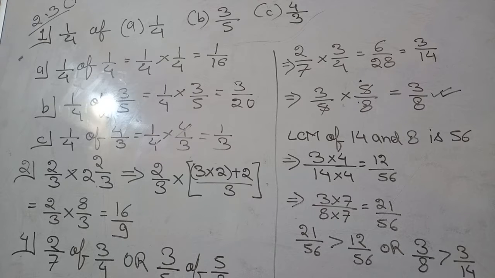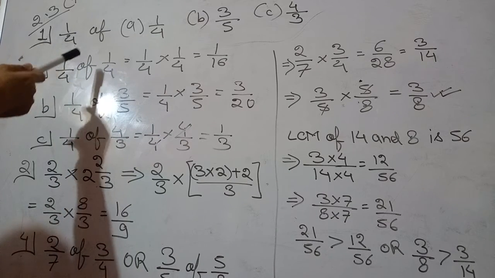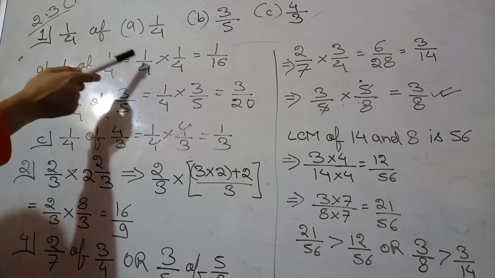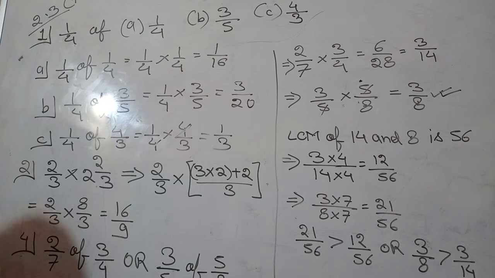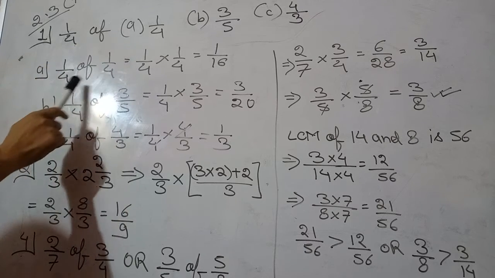In first question, it is written: find 1 by 4 of 1 by 4, 3 by 5 or 4 by 3. Okay, in mathematics the meaning of "of" is multiplication. Means if you have to replace this "of" sign, you simply insert a multiplication sign. So first, A number option is 1 by 4 of 1 by 4.